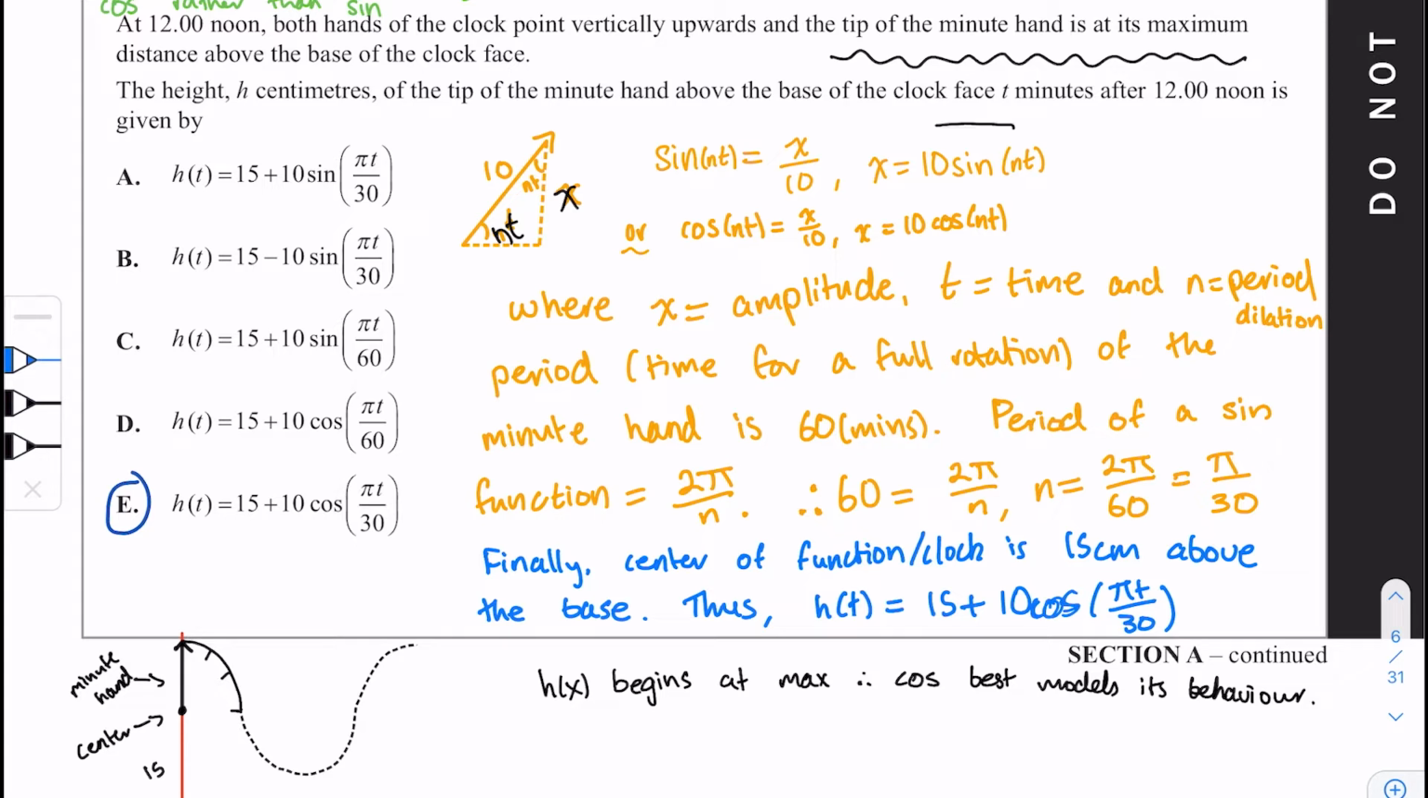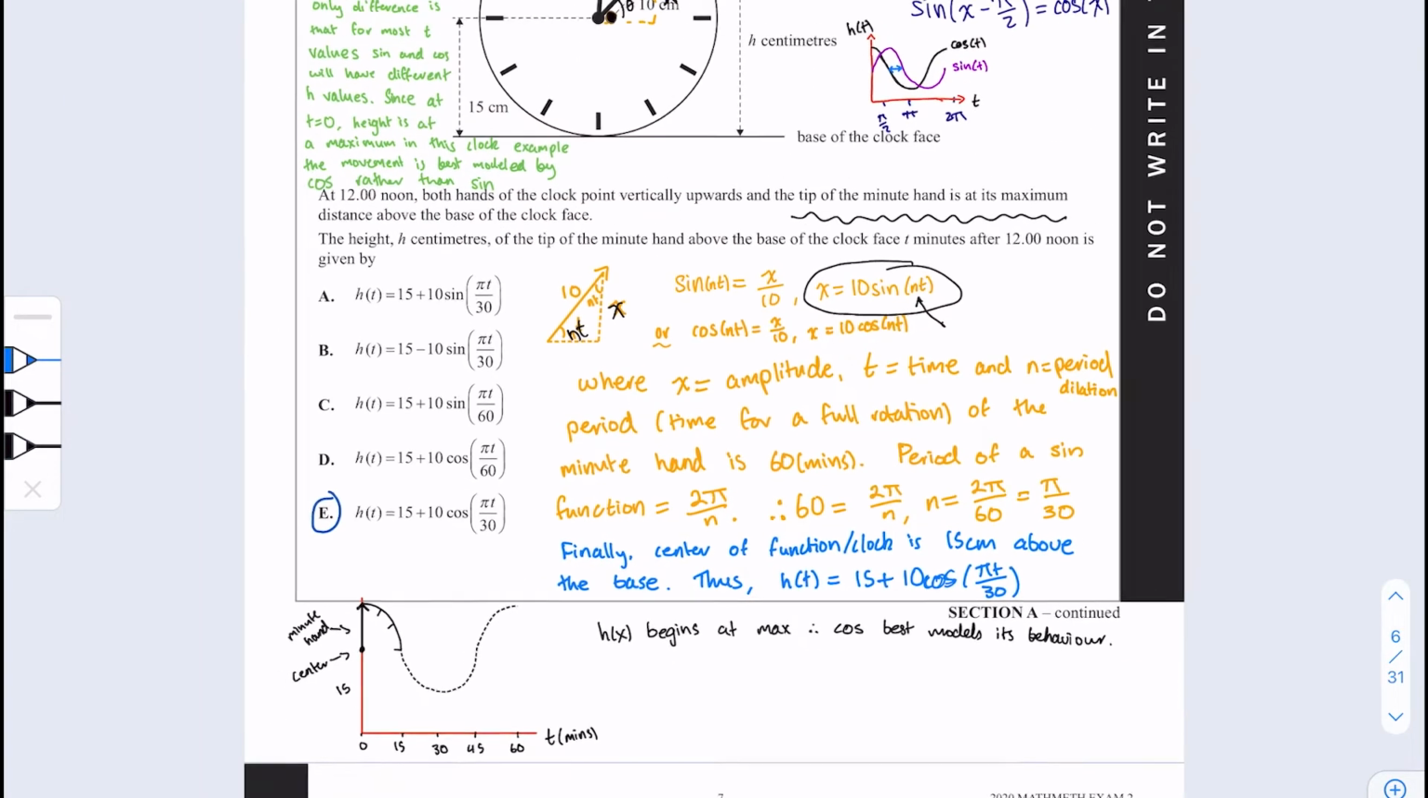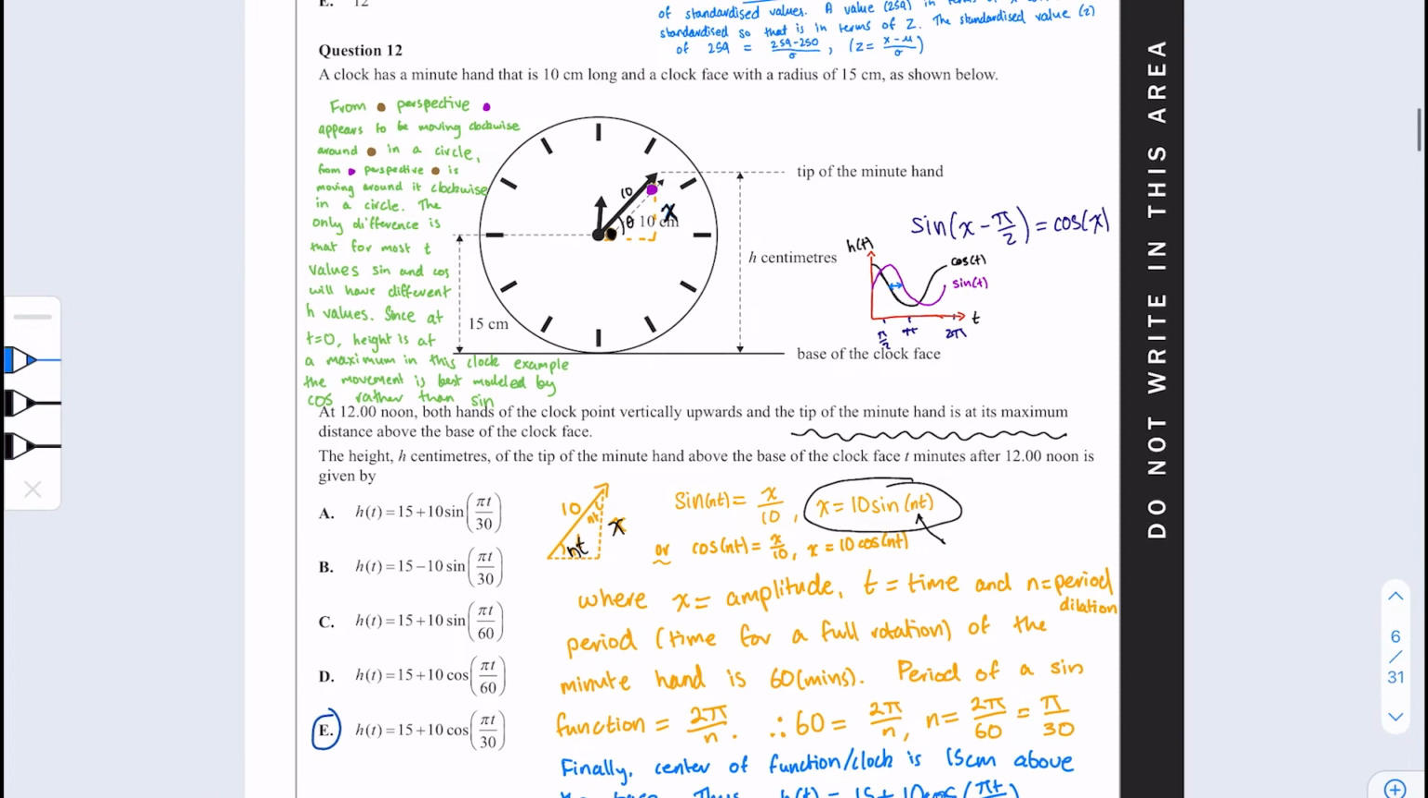So now that we know that, we have this general form. It's not x equals 10 sine t, because we know it's nt, because the period of a normal sine graph is 2 pi. So this n dilates it, so we have the period we want. And the period for a 60-minute clock for the minute hand is obviously 60.